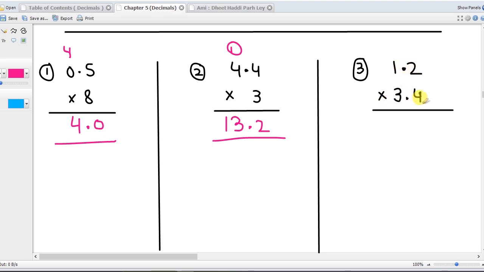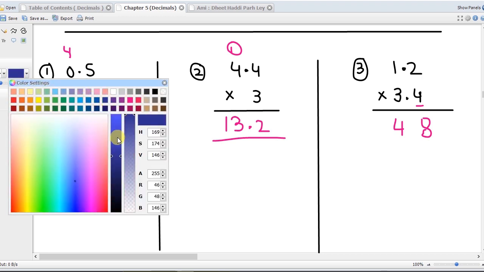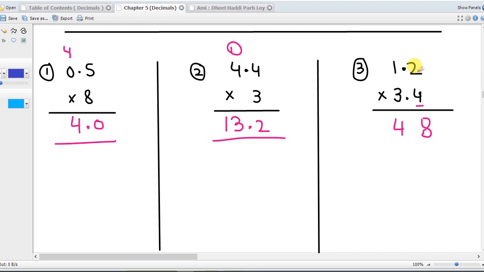Next, 1.2 times 3.4, consider it 12 times 34. Neglect these decimal points for the time being. So let's just start multiplying. First we have to multiply this 4 with this 12. After that we have to multiply this 3 with this 12, right? So 2 times 4 is 8 and 1 times 4 is 4. Now we have to multiply this 12 with this 3. The place value of this 3 is at the 10th position, so we have to start writing our answer from the 10th position. So 2 times 3 is 6 and 1 times 3 is 3.